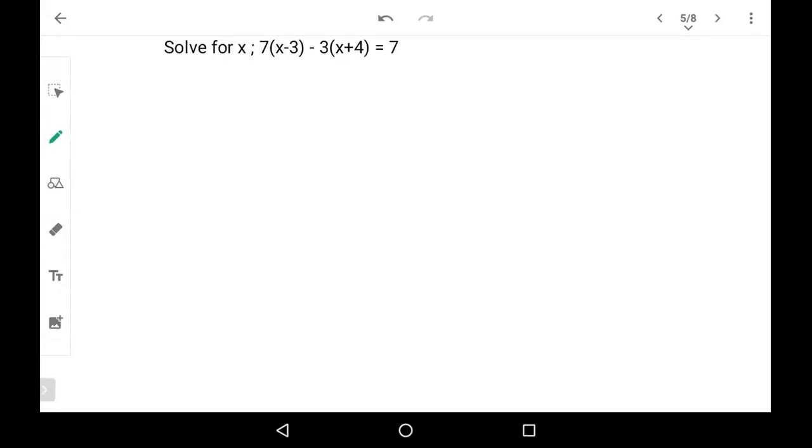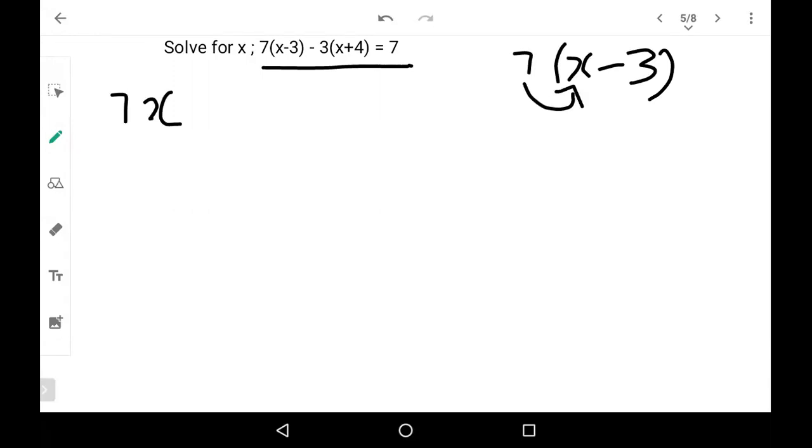So here the equation is 7(x - 3) - 3(x + 4) = 7. Okay. So first you are supposed to multiply 7 into (x - 3). So 7 into x is 7x, minus 7 into 3. 7 3s are 21 and minus will remain as it is. Be careful with the signs here. Okay. Minus 21. So this is your first expression.